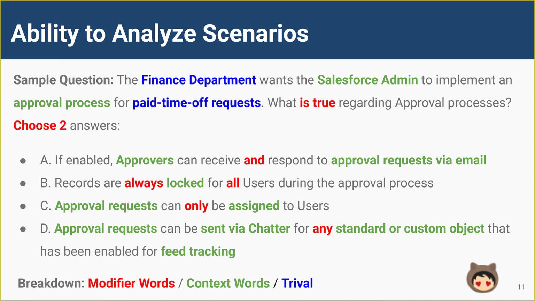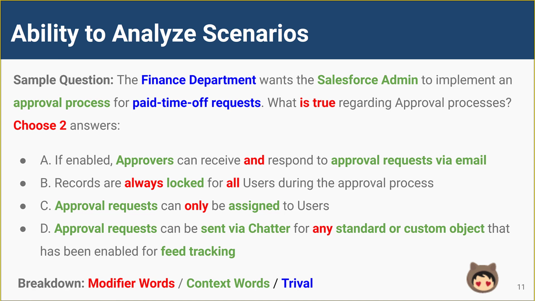Also watch out for absolutes like always, never, all, and none. Answer B is a good example and uses "always" and "all." Are we positive that the record is always locked for all users? Be on the lookout for words that limit and delimit, such as "any" and "only." We can see these in answers C and D. In answer C, are we positive that only users can be assigned approval requests? And in answer D, is Chatter really an option for any standard or custom object?